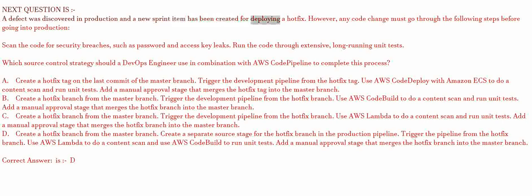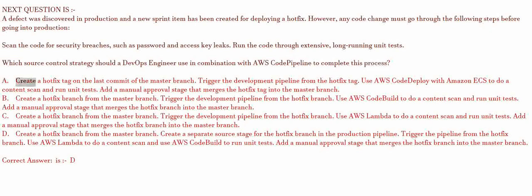Next question is: a defect was discovered in production and a new sprint item has been created for deploying a hotfix. However, any code change must go through the following steps before going into production. Scan the code for security breaches, such as password and access key leaks. Run the code through extensive, long-running unit tests. Which source control strategy should a DevOps engineer use in combination with AWS CodePipeline to complete this process?